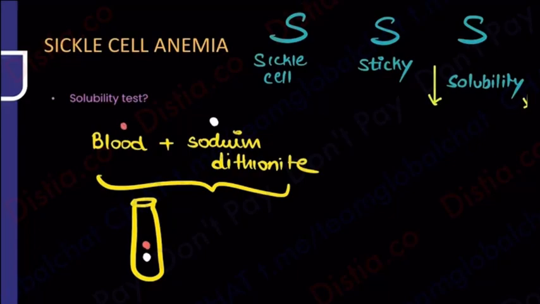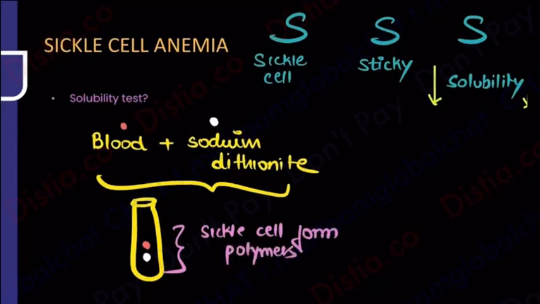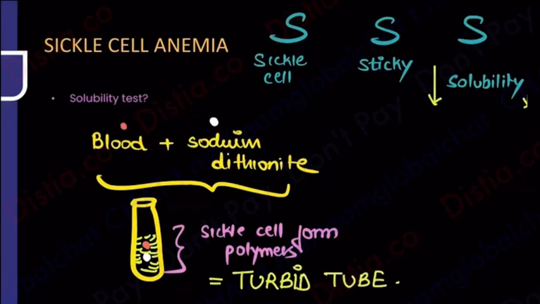These sickle cells will make polymers. Sickle cells form polymers. If sickle cells are there in the person's blood, they will form polymers like this. Will the sample start looking very, very turbid? Yes. There is turbidity that you see in the tube. The blood will start looking very turbid because polymers have formed. Aggregates have formed, and that is said to be the solubility test.